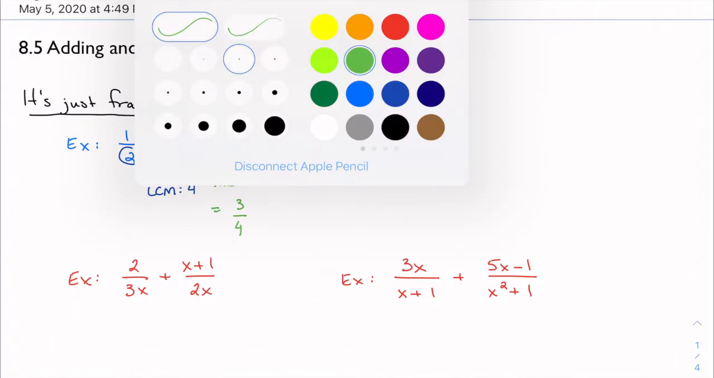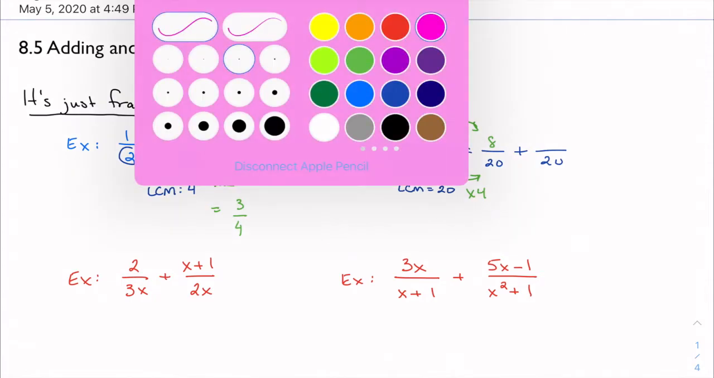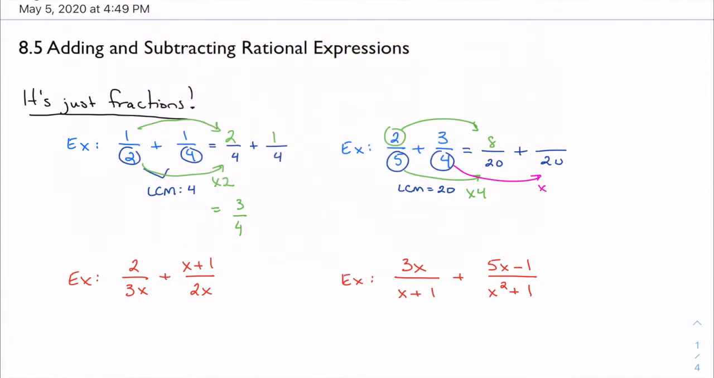Same principle over here, right? I want to find my least common multiple. My least common multiple, well, in this case, is just the product, right? My least common multiple is 20. So I want to turn these both into fractions over 20. So what do I do to 5 to get to 20? I multiply by 4. So to get from 2 to my new fraction, I'm going to multiply by 4. Likewise, how do I get from 4 to 20? I multiply by 5, so I'm going to multiply 3 by 5 to get to 15. So I can add these together and get 23 over 20.